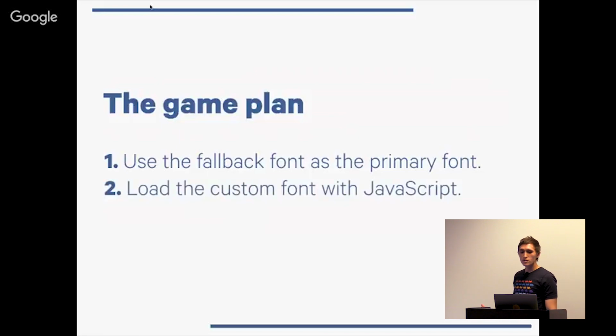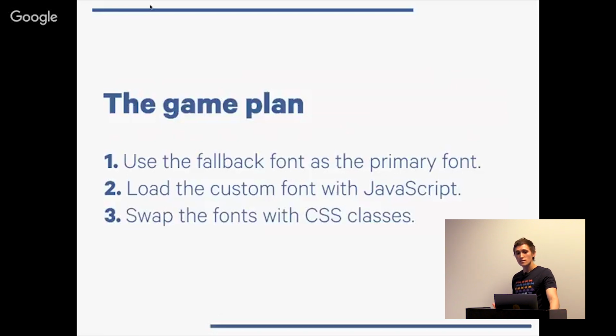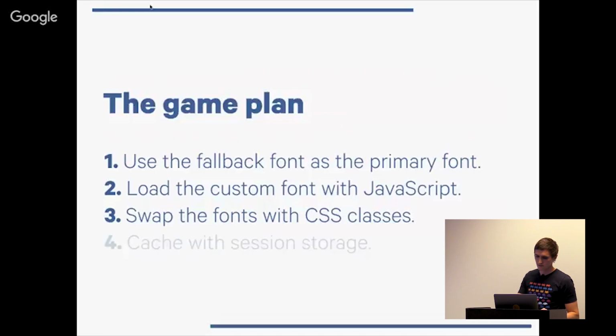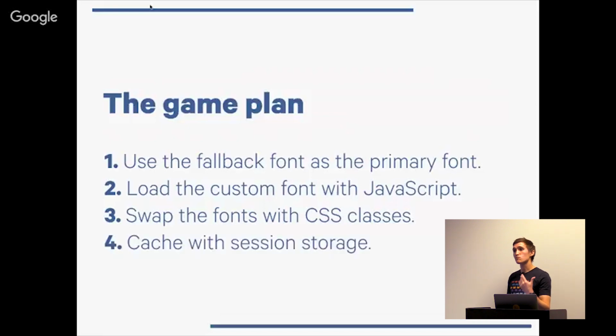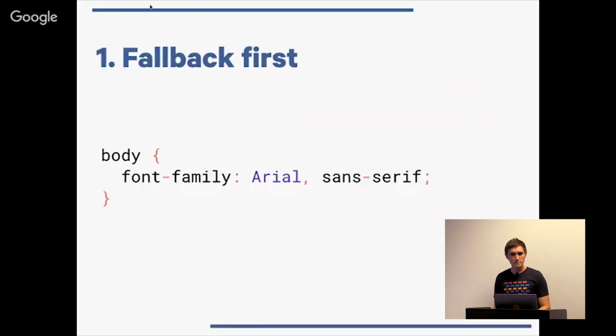And then we're going to load a custom font with JavaScript. And then once it's loaded, we're going to swap the fonts using CSS classes. And then to make sure that any repeat users don't have to do this wait, load, and swapping, we're going to cache some variable in session storage and just say, hey, don't worry about it. Just use the already loaded font. So this part's super easy. On my body, I'm just going to say, hey, my font's Arial. I can get more specific with this if I want, but this is your most base way of doing it.